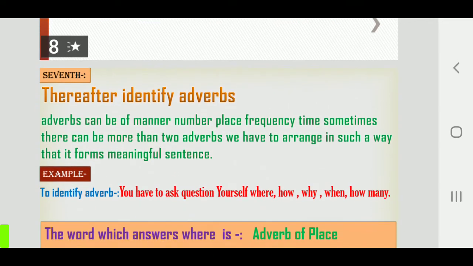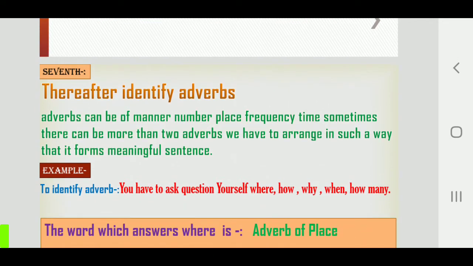Thereafter we will identify adverbs. Adverbs are of many types. Adverbs can be of manner, number, place, frequency, time. Sometimes there can be more than two adverbs. We have to arrange them in such a way that it forms a meaningful sentence.